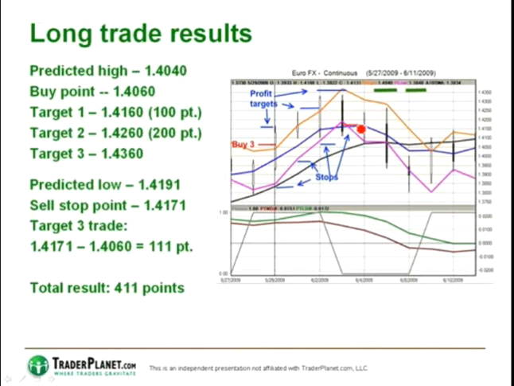So when you add up everything on those three trades, I don't really want to call them separate trades because it's kind of all one basic trading position. The first target is 100 points, the second one has 200 points, and the third one you came out of there with 111 points. You didn't get your full amount, but you still accumulated 411 points on this long trade.